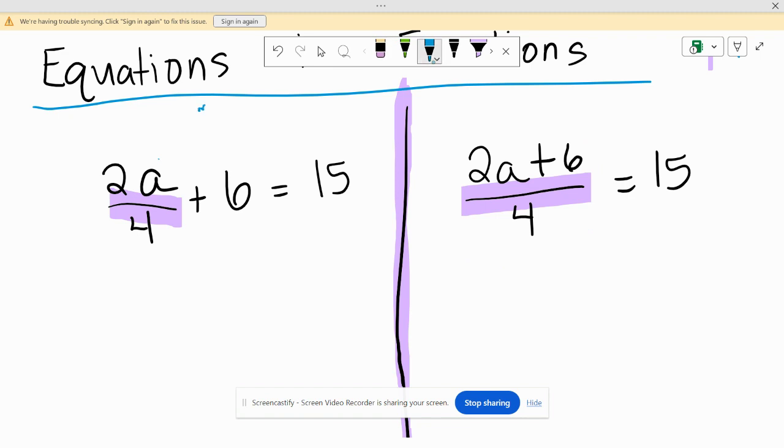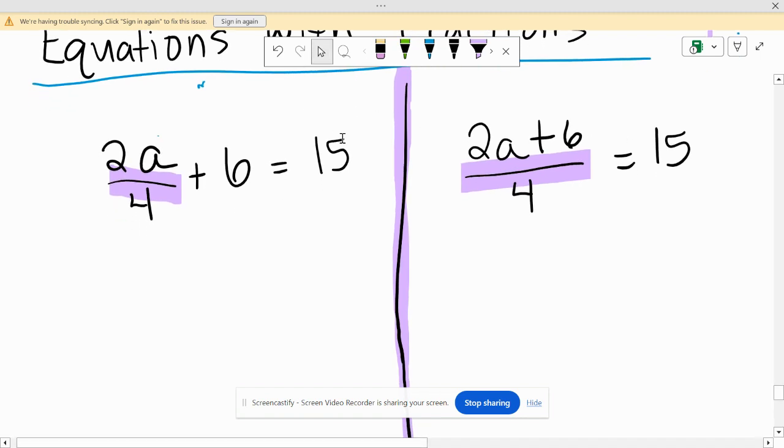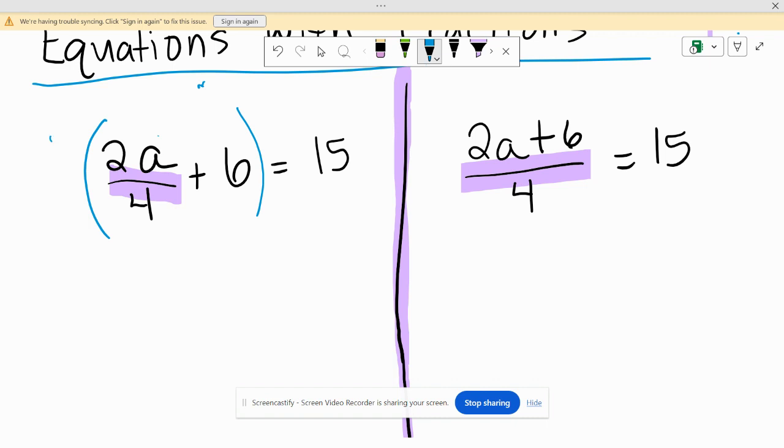Let's start with this equation over here. I really have two main choices that I can make here. I could start this equation by subtracting 6 from both sides, or I could start by multiplying both sides by 4. If I were to choose to multiply both sides by 4, I would have to make sure that I distribute this 4 because these are two separate terms. They're separated by this plus sign. Now I am going to choose to subtract 6 because I think that's easier to do.